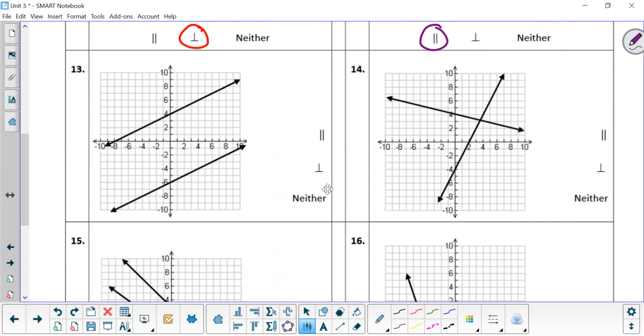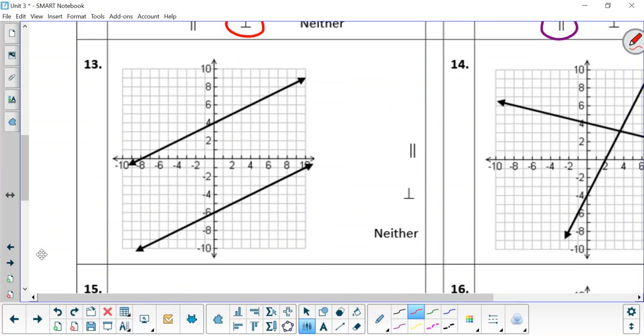Now if we have a picture, we have to choose, are they parallel, perpendicular, or neither? 13 looks like they would be parallel, but let's count our rise over run. So let's find 2 points. I'm going to zoom in on these. Okay, so it looks like I have a point here at -8, 0, and here's another good point at -6, 1. So I went up 1 and over 2. So this top one has a slope of 1/2.